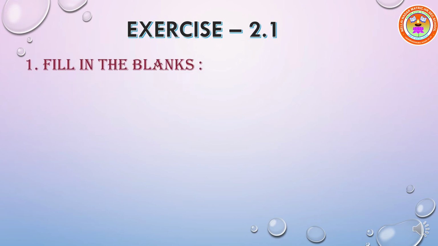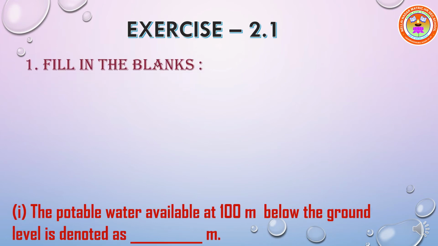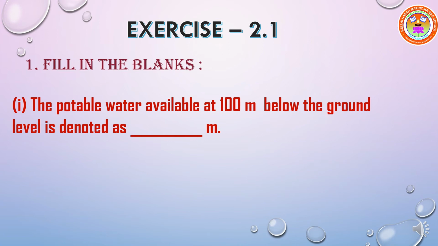Children, now let us move on to exercise 2.1. Under that, the first sum, fill in the blanks. Subdivision 1. The potable water available at 100 meter below the ground level is denoted as dash meter.